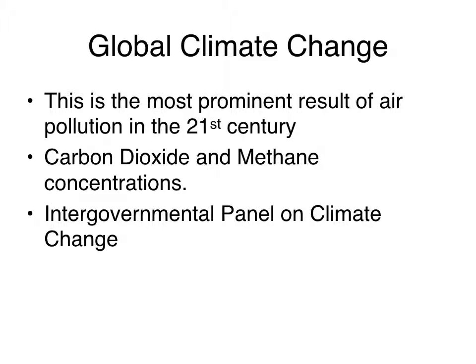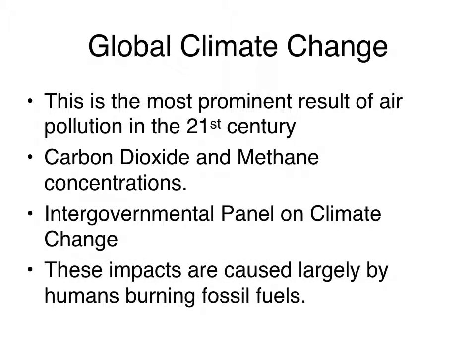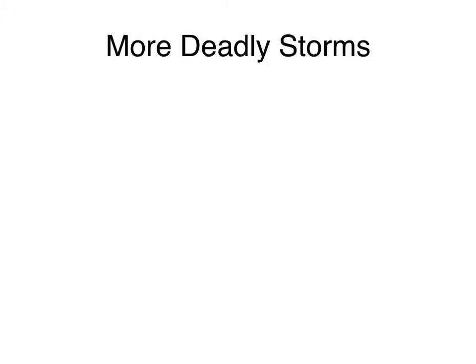And there is a warming of about 0.2 degrees Celsius per decade for a range of emission scenarios. These impacts are caused largely by humans burning fossil fuels. The EPA reports that scientists are confident that many of the observed changes in the climate can be linked to an increase in greenhouse gases in the atmosphere caused largely by humans burning fossil fuels to generate electricity, heat and cool buildings, and power vehicles.